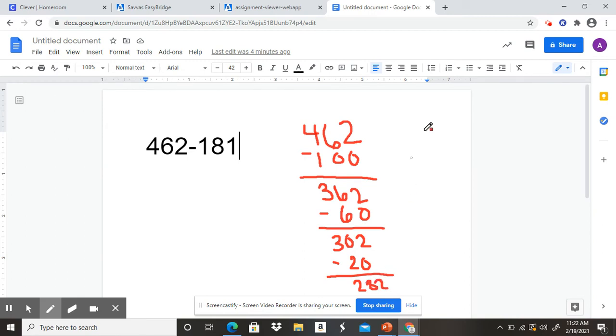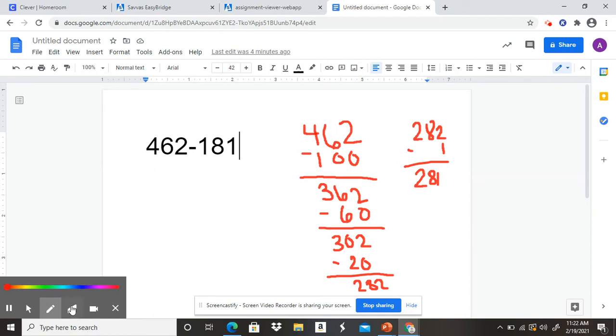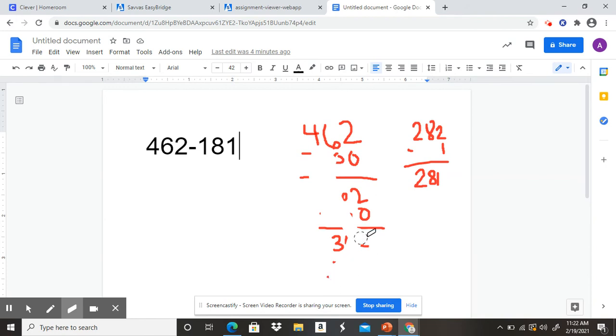Now that I'm at 282, I need to subtract my ones place. So when I subtract my ones place from 282, I'm going to get minus 1, and my final answer is going to be 281. So that is the difference of 462 minus 181. You can also use a number line. So that's one way that you can do it, is to break it apart like that.